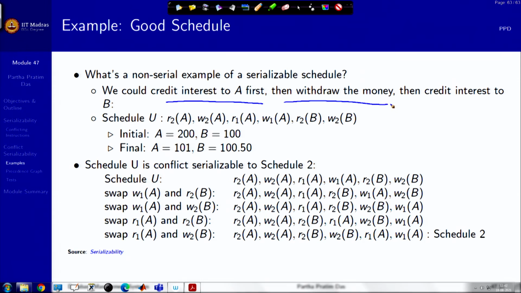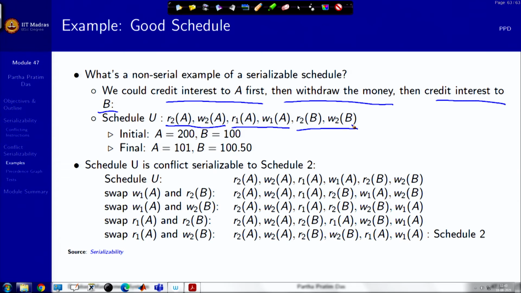then we withdraw the money, and then you credit interest to B. Right? So, credit interest to A first is R2A W2A. It starts with 200, it becomes 201. Then you withdraw money, it becomes 101, then you give interest to B. Perfect. Right? So, here is a concurrent schedule which gives the same effect as a serial schedule.